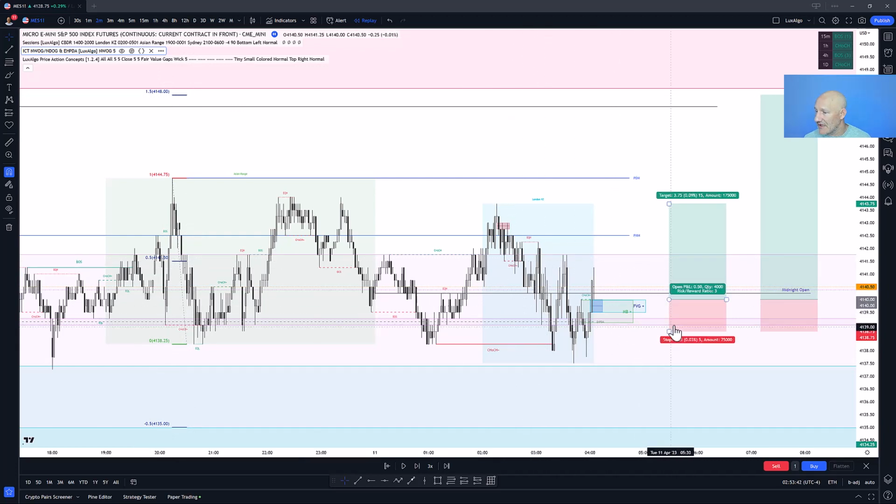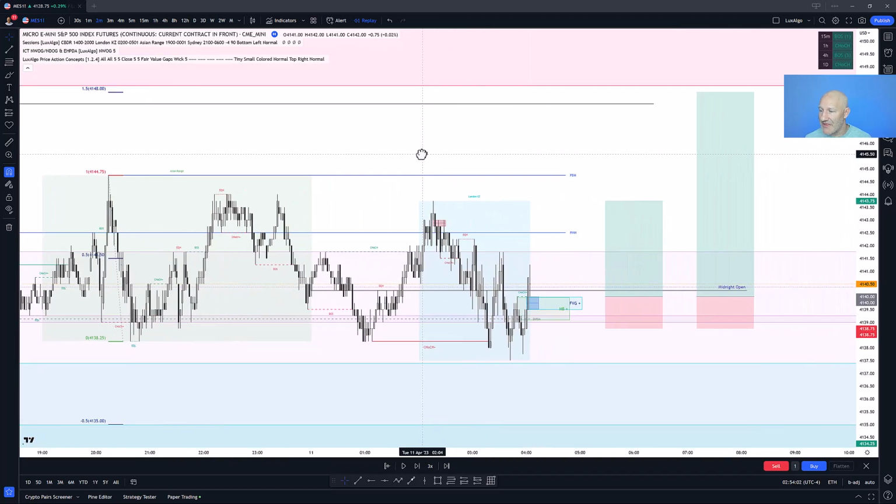So you can see we've got our partial here, and then the intent was going to be that once I'd had my partial, so once I'd got that low-hanging fruit, to then roll the stop to break even or slightly better, and then run the balance to that 1.5 standard deviation level. So if we just play that forward, and we'll just see what happens.